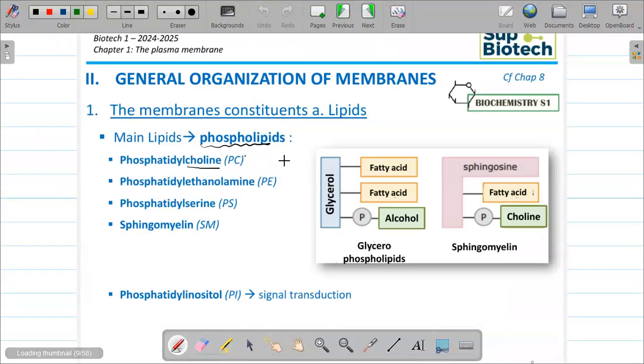Now I told you that to a lipid molecule, if phosphorus is joined, what they are called. You can see it is a glycerol. To glycerol, we have fatty acids, and an alcohol is also arranged. To this, they add a phosphorus. So they form a phospholipid.